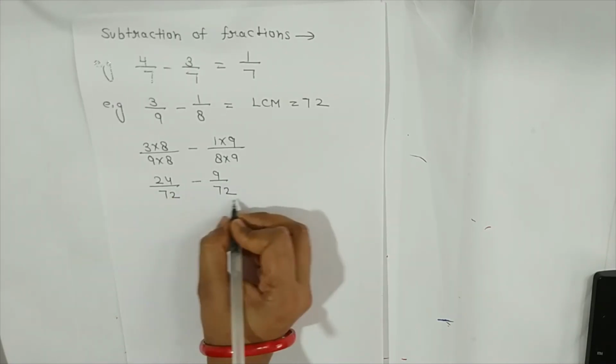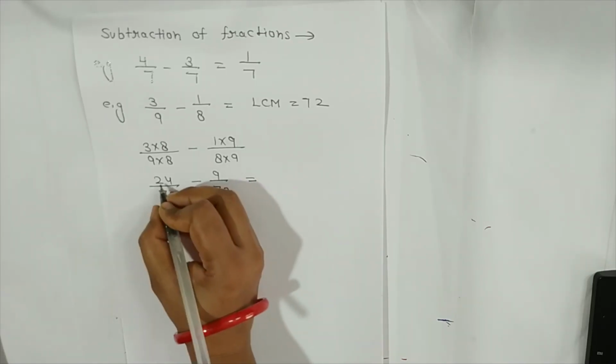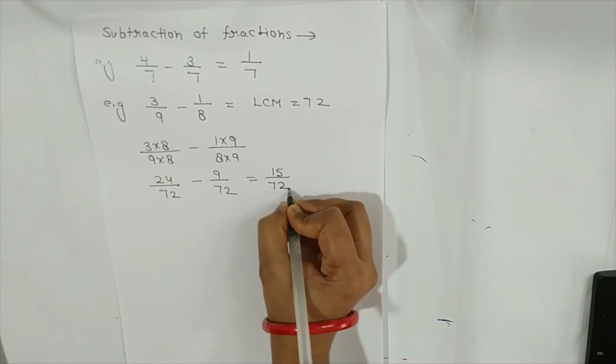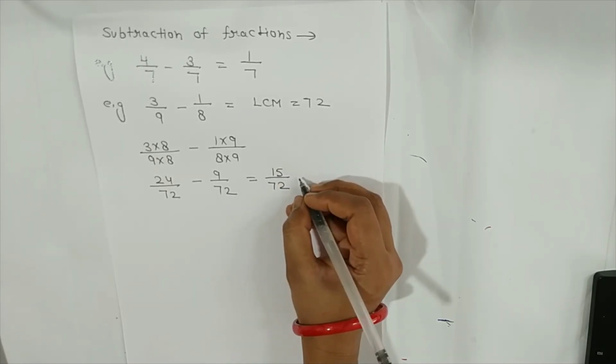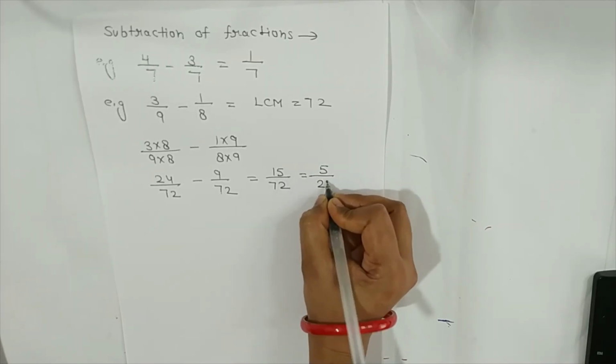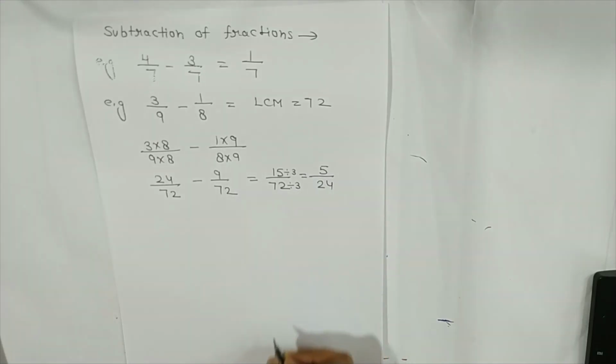Now the denominators are the same, so we have to subtract the numerators. So 24 minus 9 becomes 15 upon 72. When we reduce it, the answer will be 5 upon 24, as it is divisible by 3 and 3.